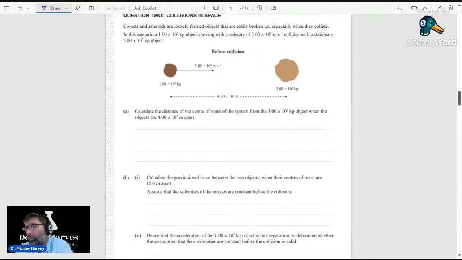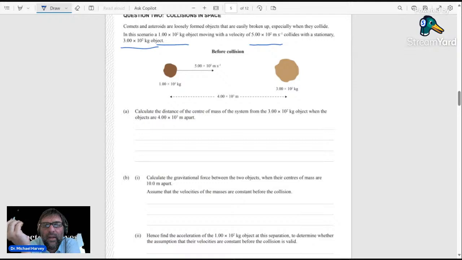So it's actually part DI that this is discussing. Comets and asteroids are loosely formed objects that can easily be broken up, especially when they collide. So we've got a scenario: you have a mass with a velocity, and it collides with a second mass, M1, M2, and a V1. And it's also in the diagram there.